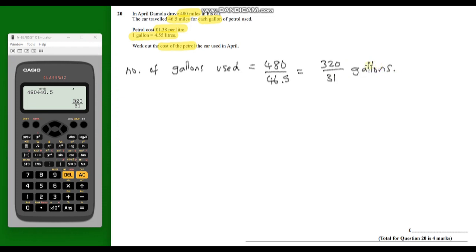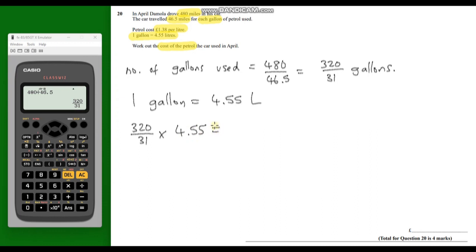Okay, now we've got a conversion, which is going to be useful because the cost of petrol is in litres. At the moment, we're in gallons. So we need to convert gallons to litres, sorry. So 1 gallon is equal to 4.55 litres. So whatever we've got, we need to multiply it by 4.55. So we need to do 320 over 31 multiplied by 4.55.